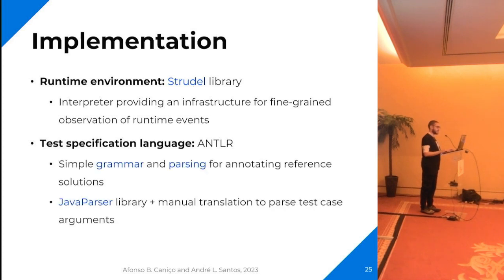We specify the annotations so that we can actually save the information that we want to test. And then we use the JavaParser library to parse the arguments on the annotations that pass the arguments to the test case. We use the JavaParser library to parse that information, which we can then pass to Strudel, which actually interprets that code.